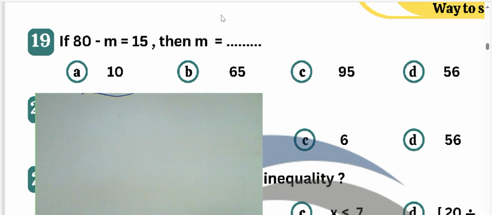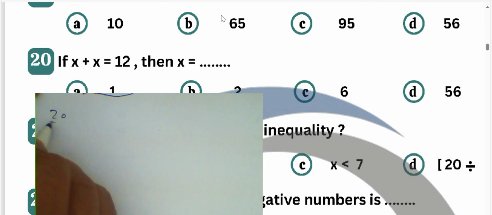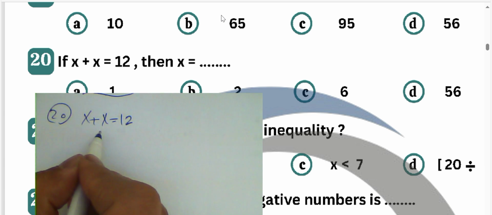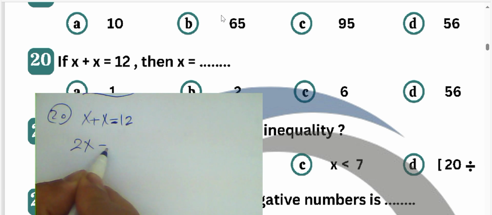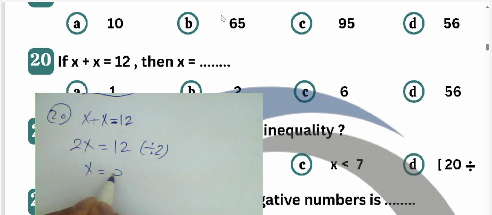Question number 20. If x plus x equals 12, then the value of x equals what? We can add x plus x, it will be 2x. 2x equals 12, and then we can divide it by 2. So the value of x will be 6.